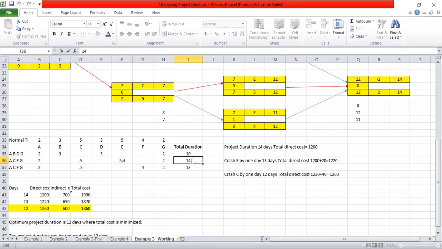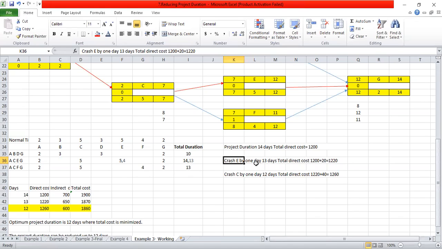After crashing E activity by 1 day, the total duration now becomes 13. Can you see which path has the highest duration? There are two paths now. Which one has the highest duration? So by crashing E by 1 day, our total duration becomes 13 days.